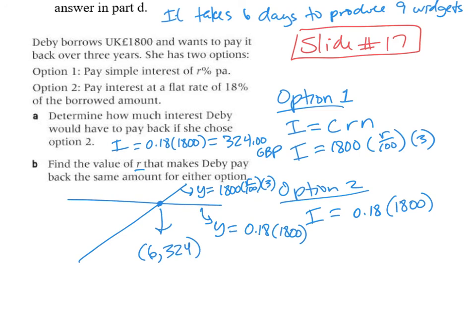So that means that, remember, R, the input value, let me get a highlighter here. The input of this function is R, that's an interest rate. So this is actually 6%. So your answer to letter B is going to be 6%.